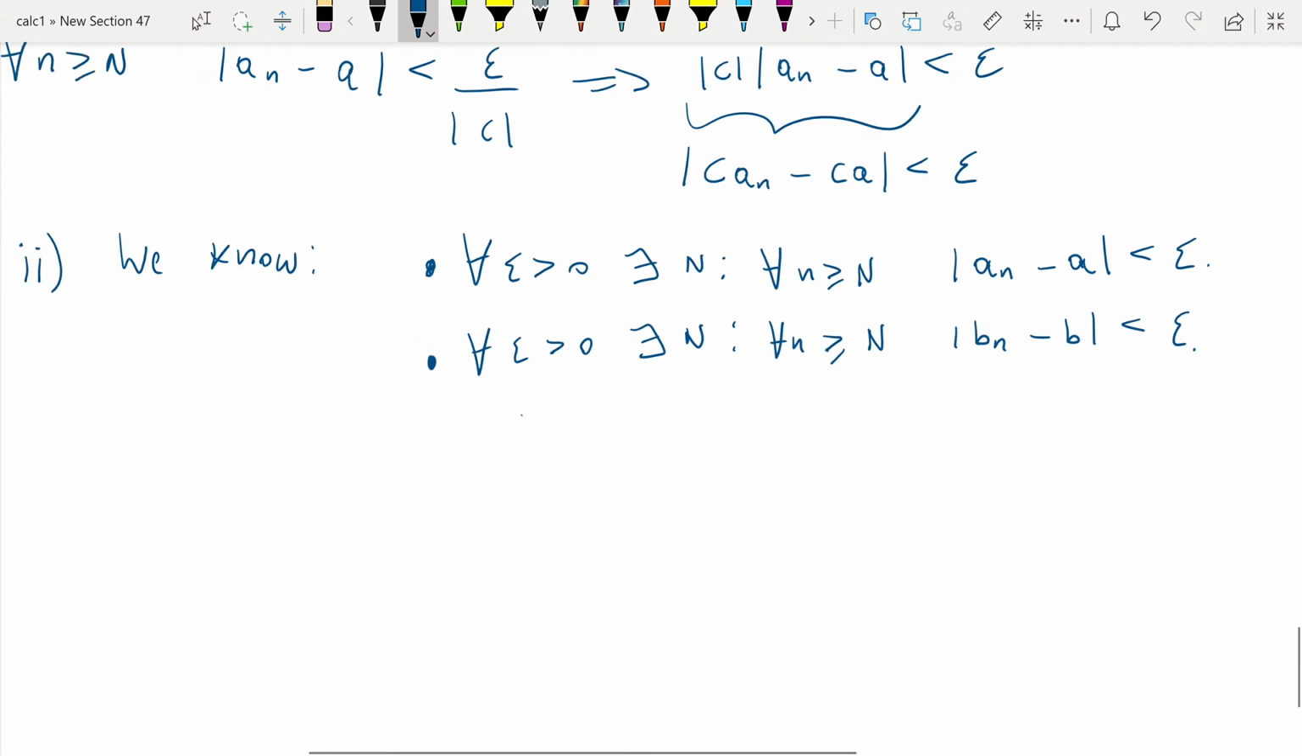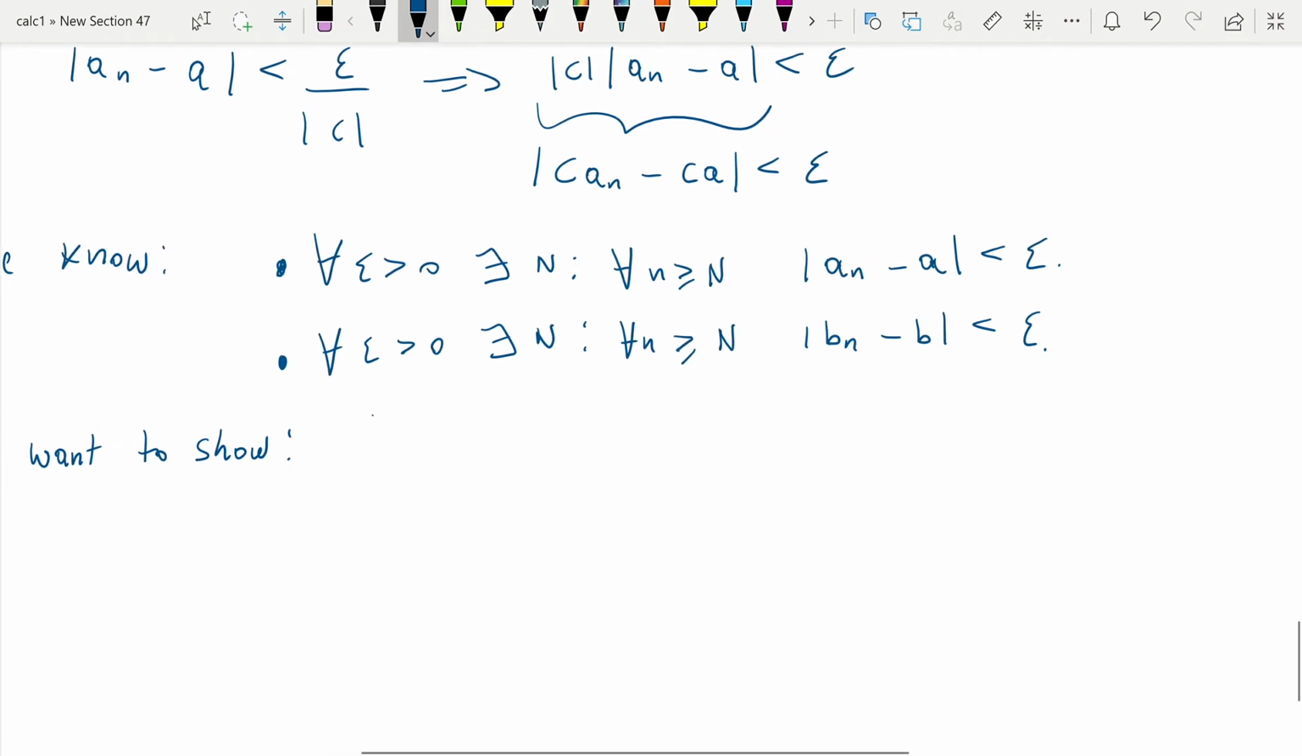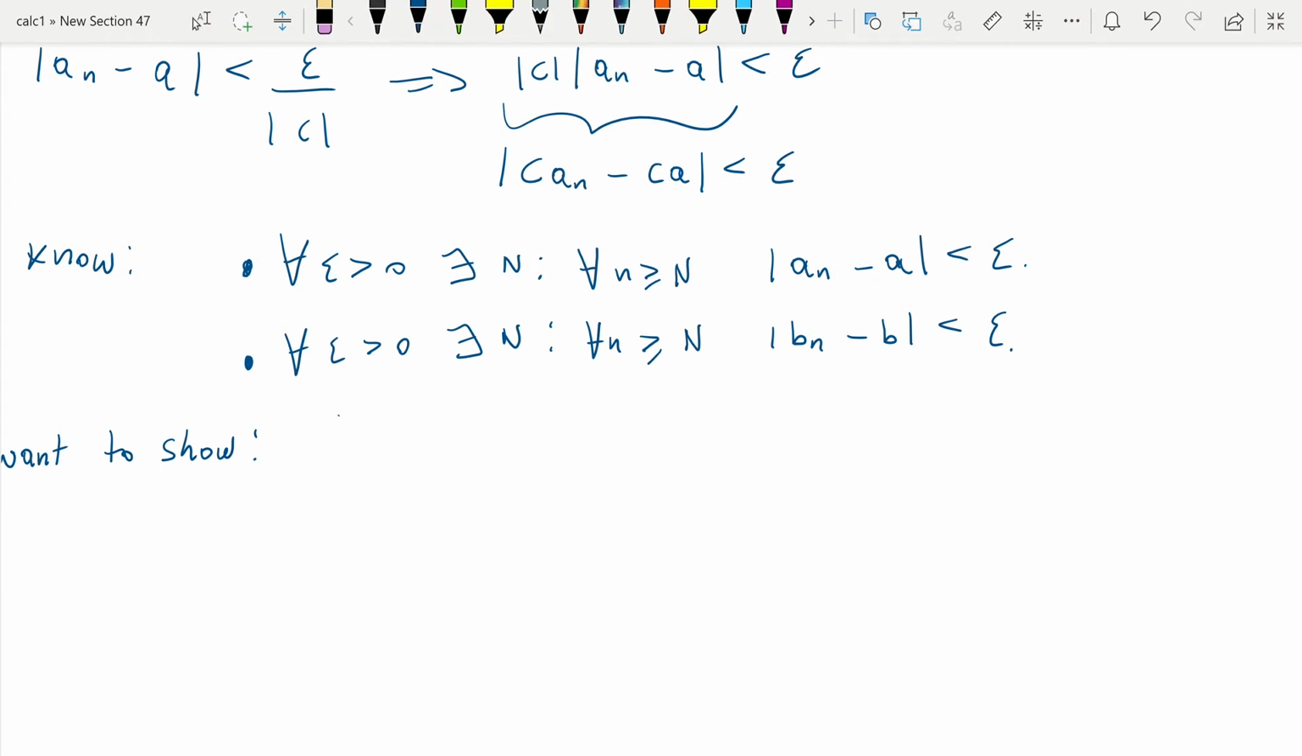So this is what we know, and what we actually want to show is that for every epsilon greater than 0, there exists some N such that for all n greater than or equal to that N, the absolute value of a_n plus b_n, the new sequence, minus its limit, which according to the theorem is a plus b, is less than epsilon.